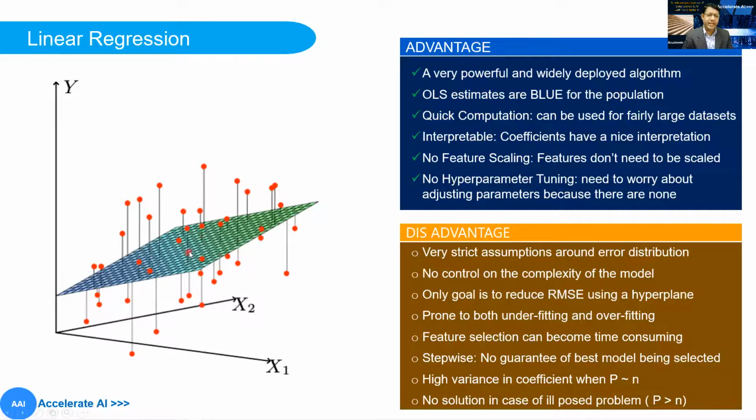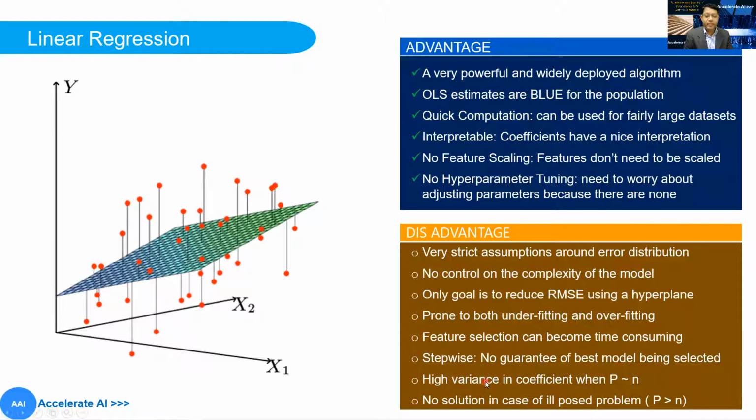In linear regression, the only goal is to reduce the root mean squared error using a hyperplane. So in this case, it is prone to both overfitting when we have too many features and underfitting as well when our data points are large but we do not have too many features. Also, given a lot of features or independent variables, feature selection becomes very time consuming, because if you have to look at all the different combinations of features and then create one model out of it and then test it on the test data set, it becomes very difficult. Now we can skip that exercise and do a stepwise regression, but in stepwise regression there is no guarantee that the best model will be selected by the stepwise method.